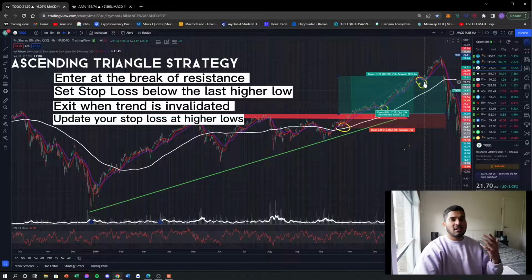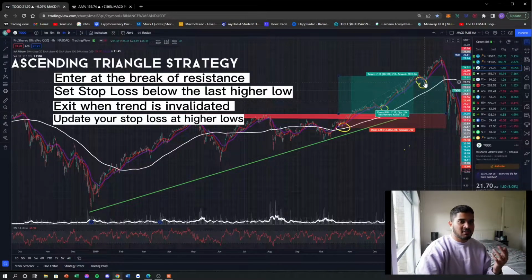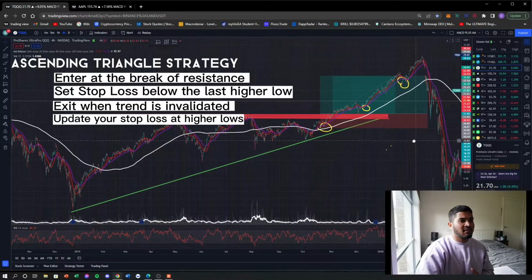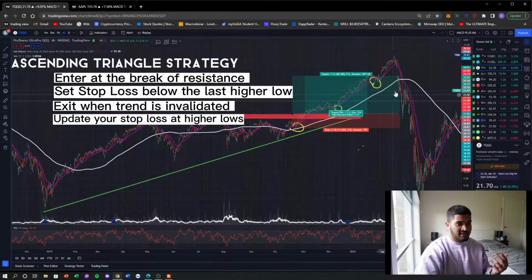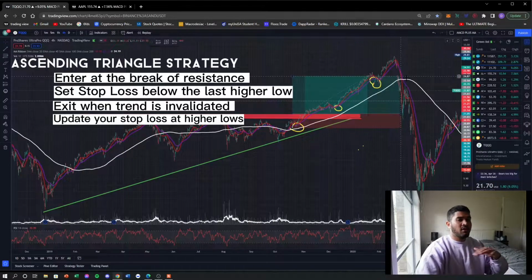The reason we put in a new stop loss at a higher level is because if it does decide to go against our trend, which you can see here, we've already made our money, we're out of that trade.